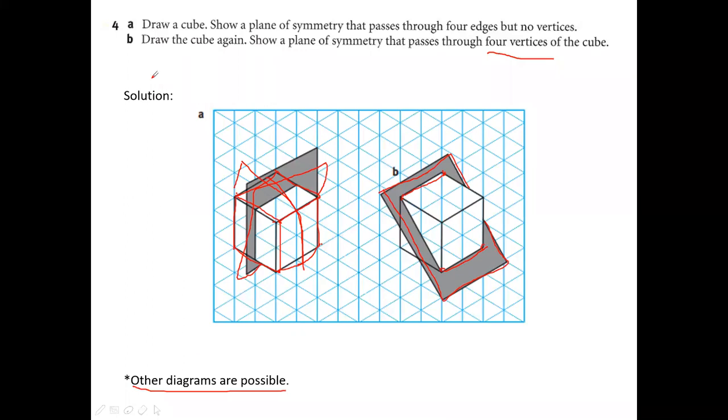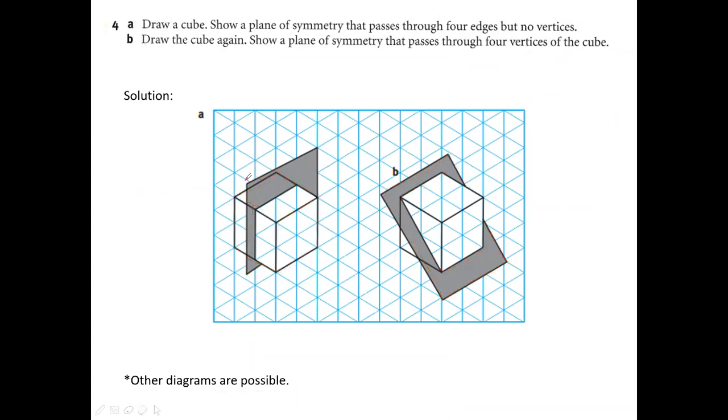Yeah, first he's asking you to draw a cube and show a plane of symmetry that passes through 4 edges. But no vertices. You should not touch any vertex. 4 edges in the middle. Either you take it vertically or horizontally, it doesn't matter. In both cases, it will touch. Okay.